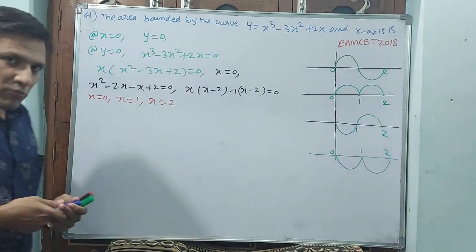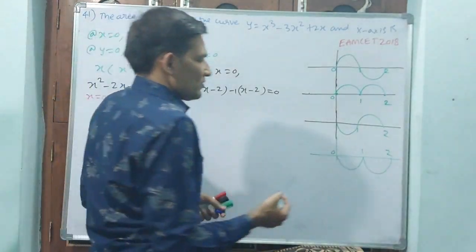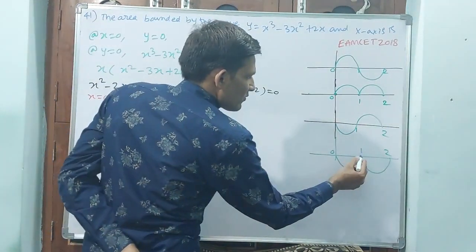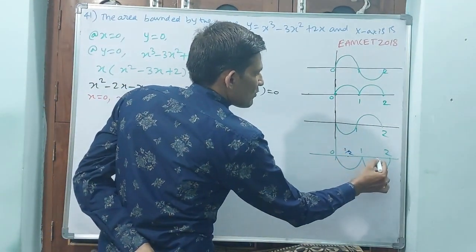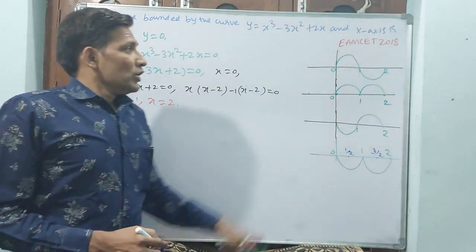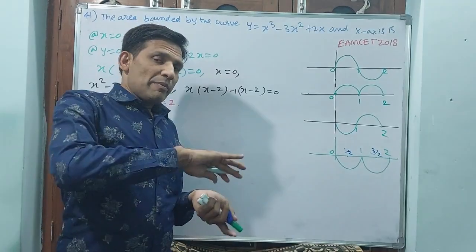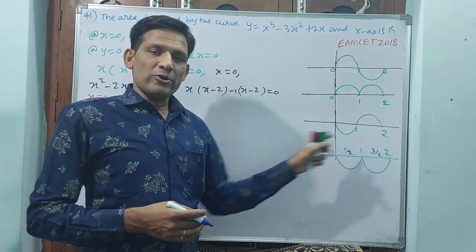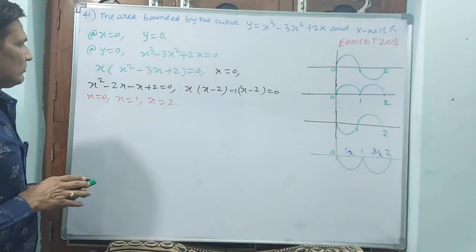Now see what we have to do here. At 0 the value is 0, at 1 it is 0, at 2 it is 0, we know. But what about at 1 by 2, in between, and what about at 3 by 2? If these values are the same, whether positive or negative, then what we do is apply 0 to 1 and do it 2 times. That logic you have to know.